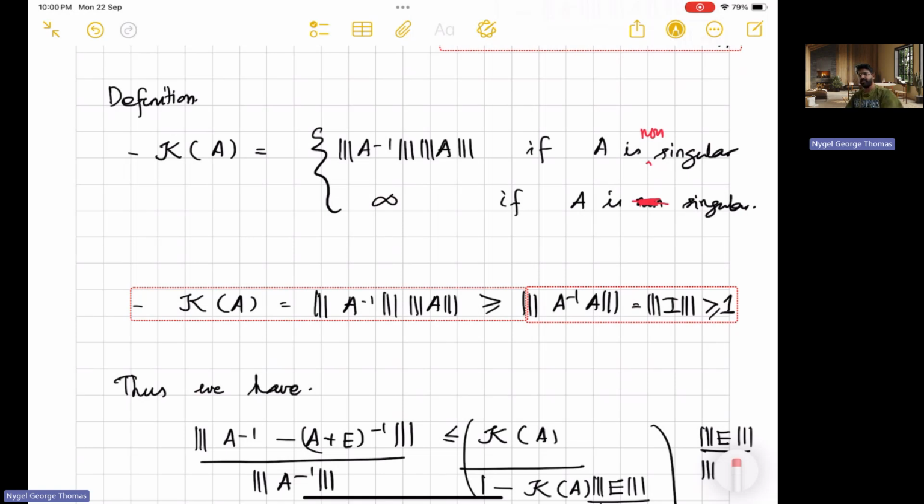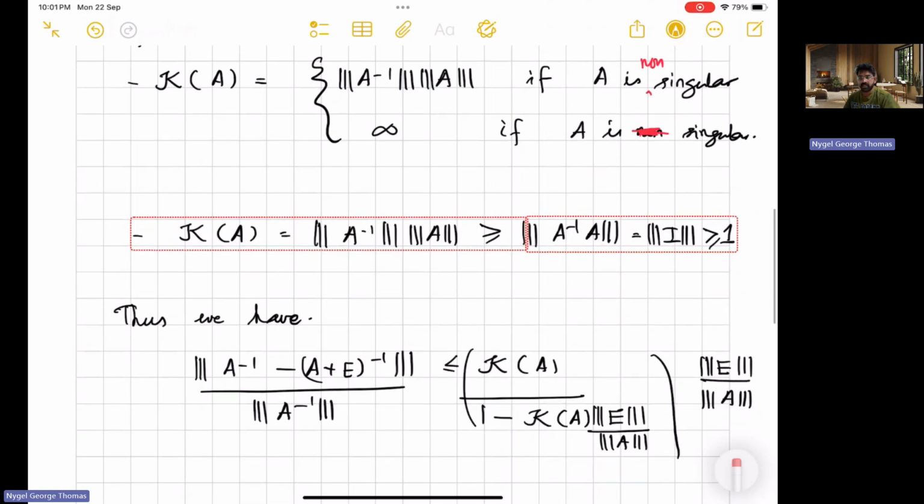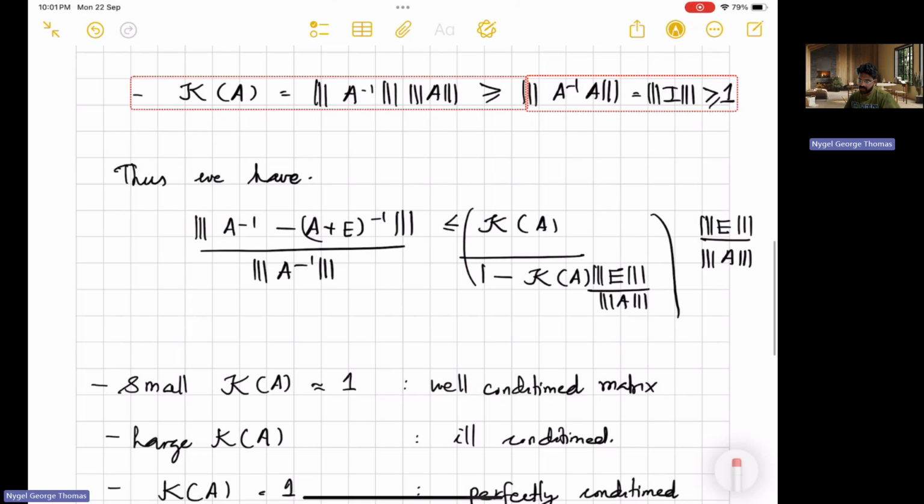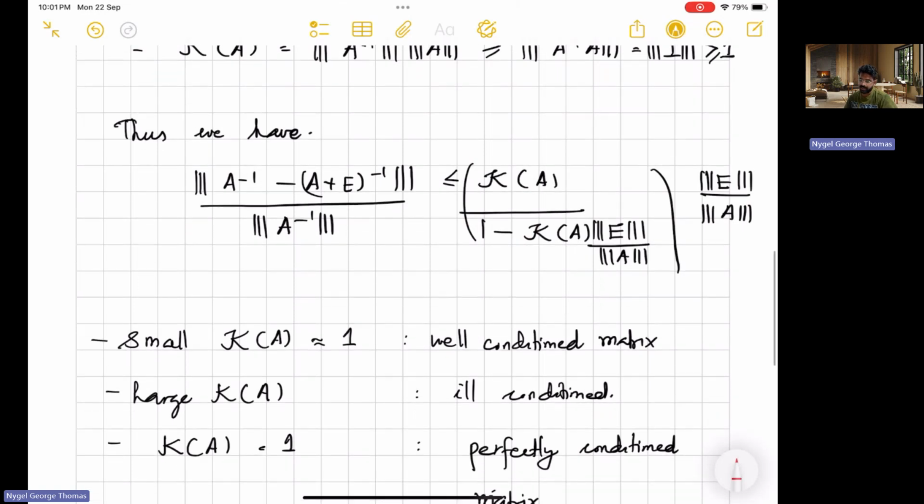We've already seen earlier that the norm of I is greater than or equal to 1, based on submultiplicativity. So the condition number will always be a value greater than or equal to 1. So 1 is the lower bound of the condition number. So the above expression for relative error can be modified as the condition number of A divided by 1 minus condition number of A into norm of E divided by norm of A, the whole into the norm of the error matrix divided by norm of A. So this is the expression for the relative error.